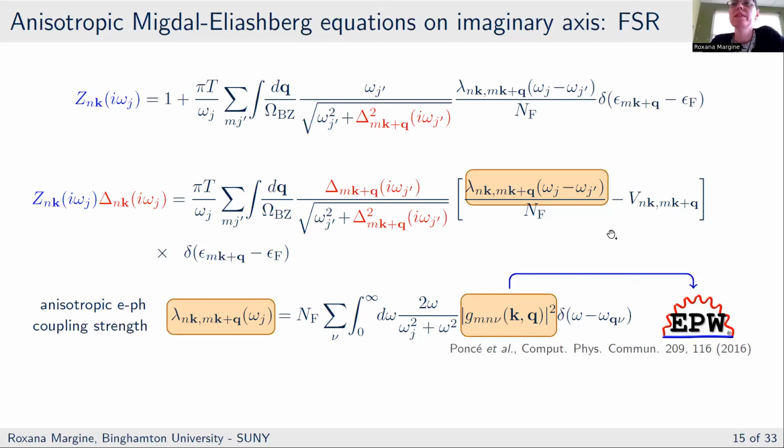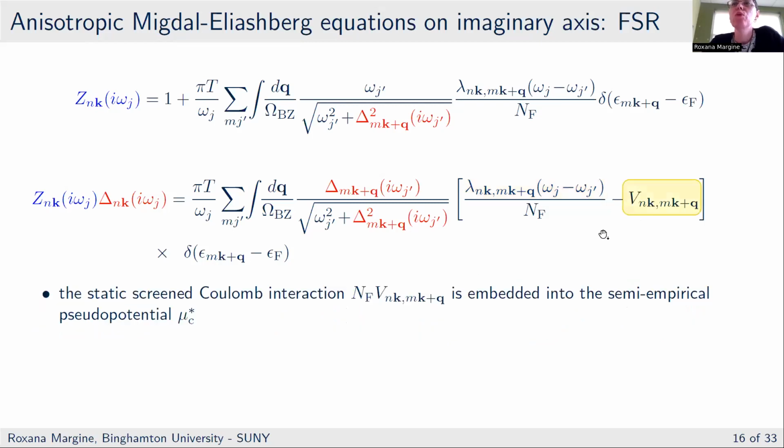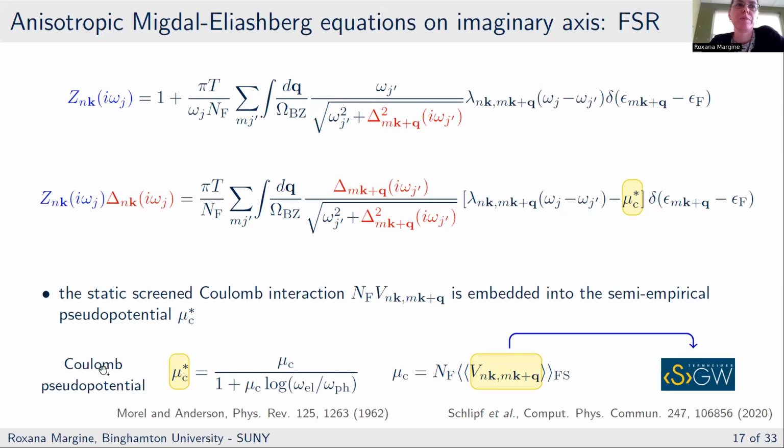The second quantity is the Coulomb matrix elements. While in principle it is possible to calculate this ab initio using GW codes like BerkeleyGW or Sternheimer-GW, in practice it is common to replace this Coulomb interaction with a semi-empirical pseudo-potential based on the Morel-Anderson model. That's basically the current implementation in EPW.